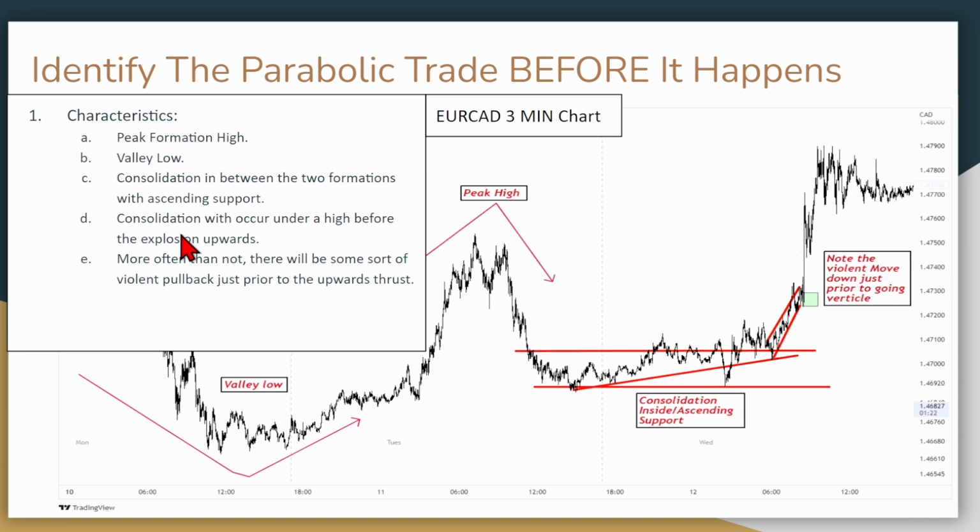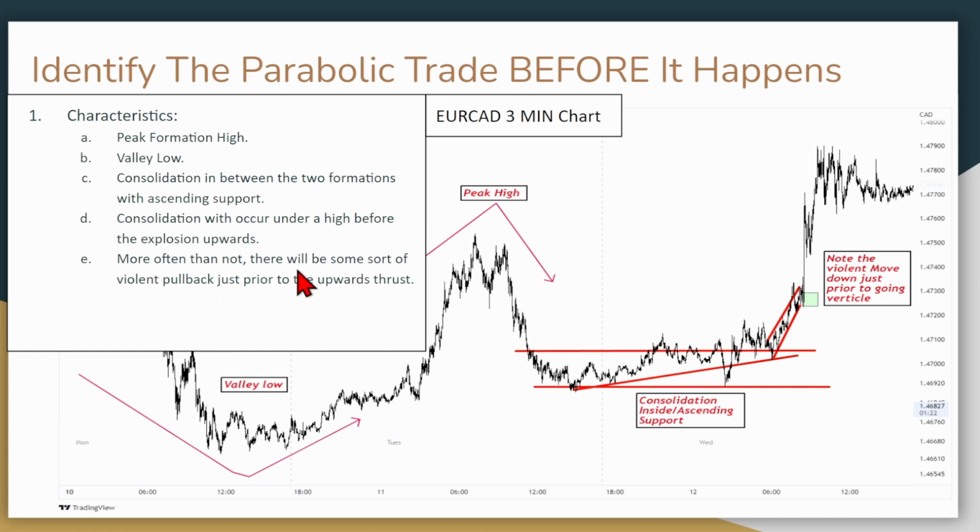I meant to say consolidation will occur under a high before the explosion upwards. So notice that we have a high formed right here, and then we've gone into consolidation just under that high for the explosion back up through that high. And you're going to see that a lot where they consolidate under a high, and you're maybe looking at that like, oh, I'm at the high, I don't want to go long. But if you understand the trade setup, then things become a little bit more clear.